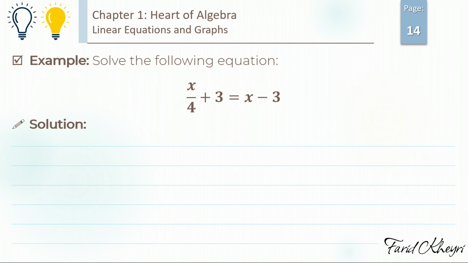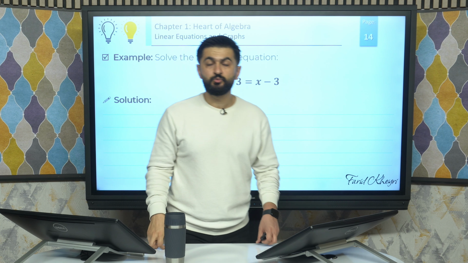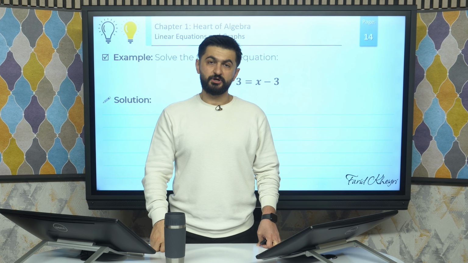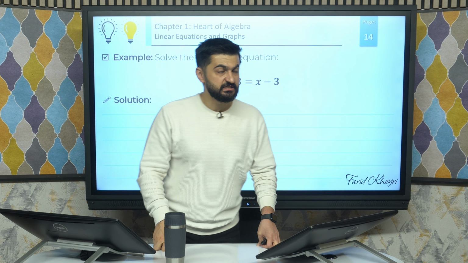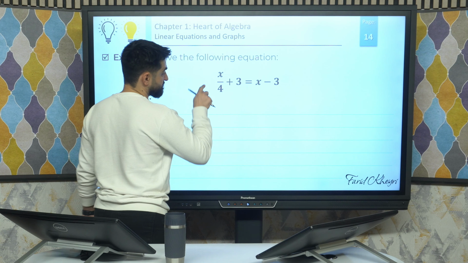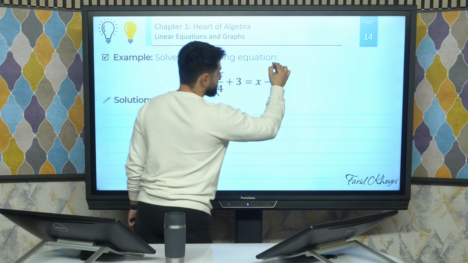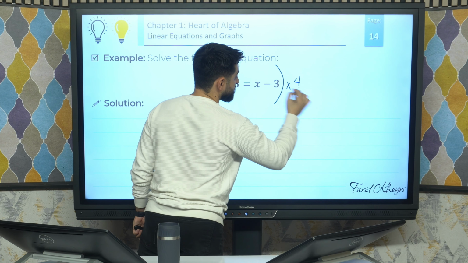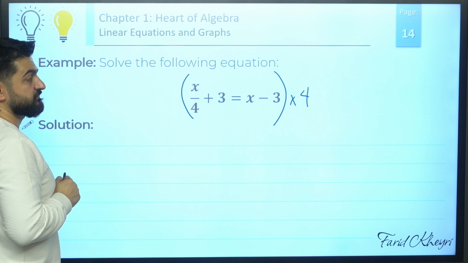So what do you think of this? What do we have to do to solve this one? As you can see, first we want to get rid of this 4. So at first it's better to multiply both sides by 4.